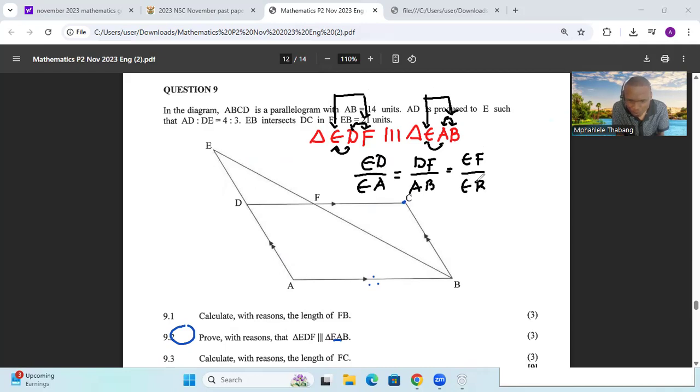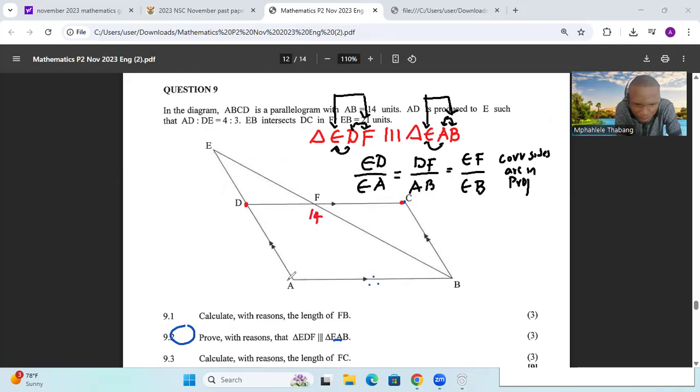EB. What I'm doing here is the idea that corresponding sides are in proportion. Corresponding sides of similar triangles are in proportion. Now I want to calculate FC, and remember, I know DC. Let's not forget that we know DC. The length from D to C, it's 14.